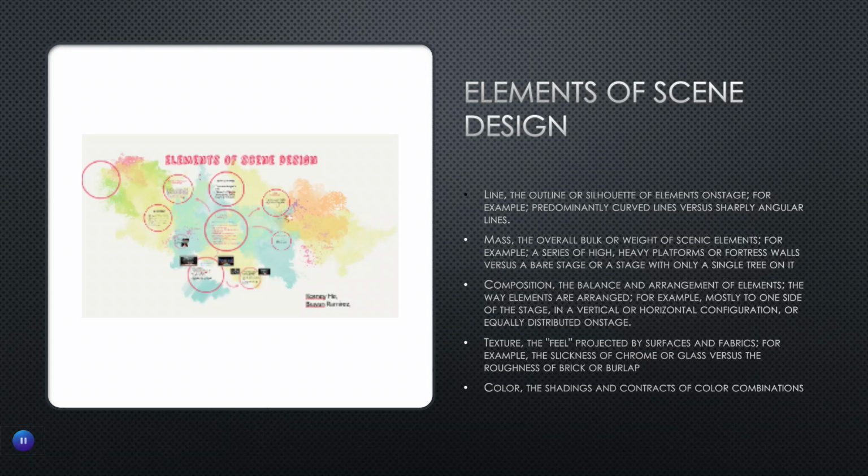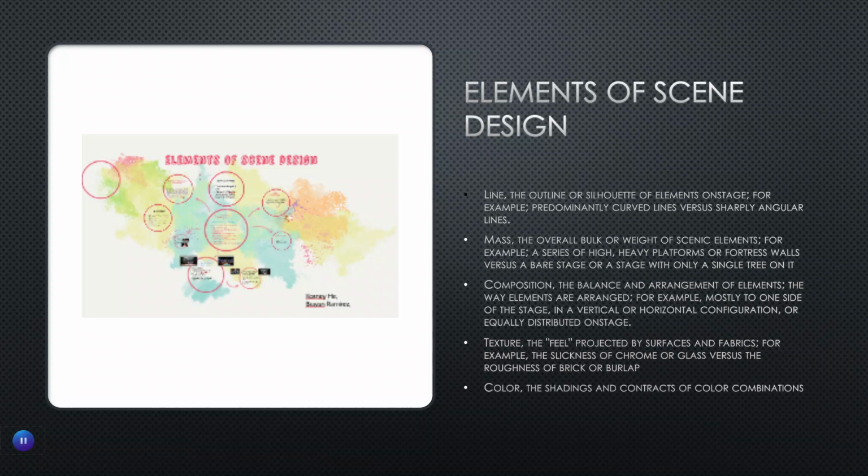The elements of scene design. One is the line. It means the outline or silhouette of elements on stage, for example, predominantly curved lines versus sharply angular lines. The mass is the overall bulk or weight of scene elements, for example, a series of high, heavy platforms or fortress walls versus a bare stage or a stage with only a single tree on it.